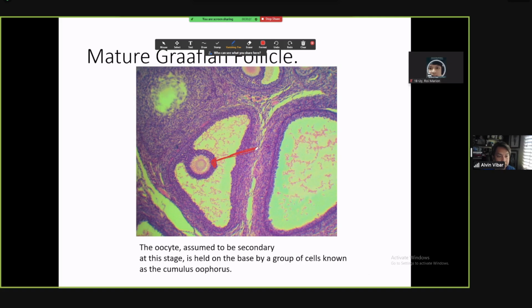What is this? Corona radiata. That will be the corona radiata. So if this is pointed here, what will be your answer? Cumulus oophorus. Okay, that's your cumulus oophorus. And earlier we mentioned this group of cells lining the wall, lining the cavity. What is this one? It's your membrana granulosa. Do you follow? Yes. Okay, very good.